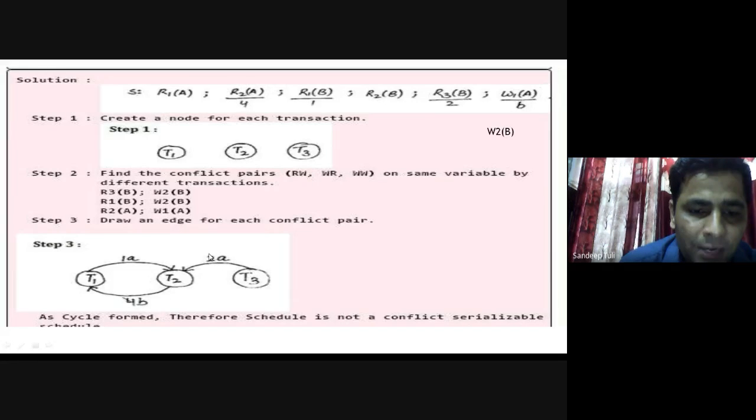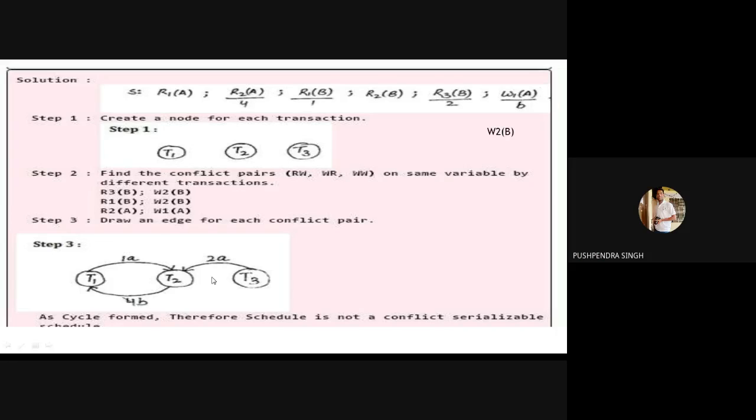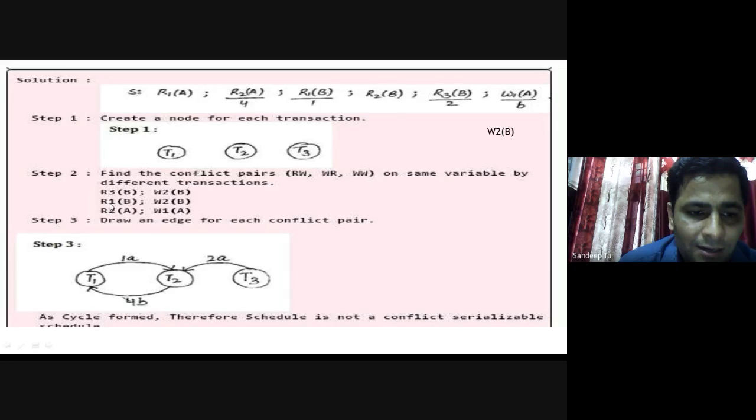We are having an edge from transaction T3 to transaction T2 because of the first conflicting operation, that is R3B and W2B. Is it okay? It is labeled 2A. You are seeing the edge labeled 2A, from T3 to T2, which is because of the first conflict R3B to W2B. You have got it? Yes, sir.